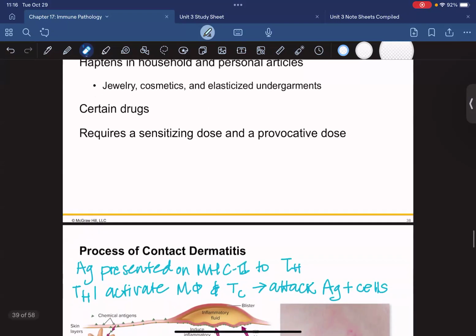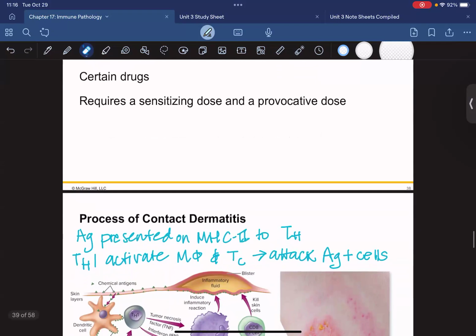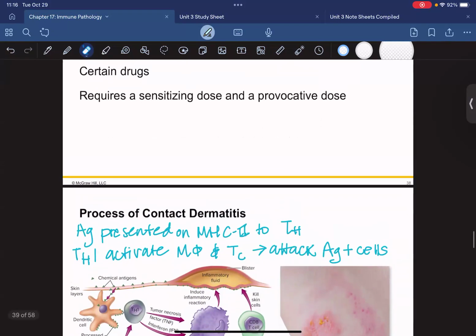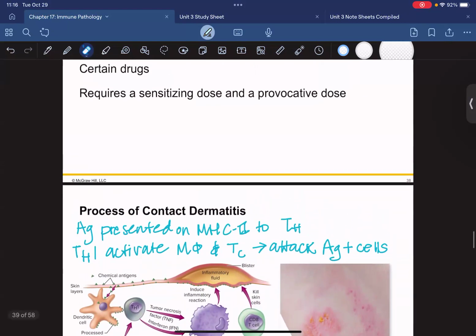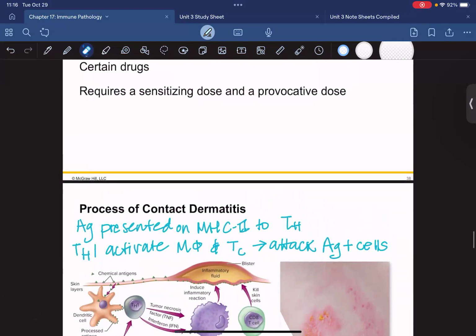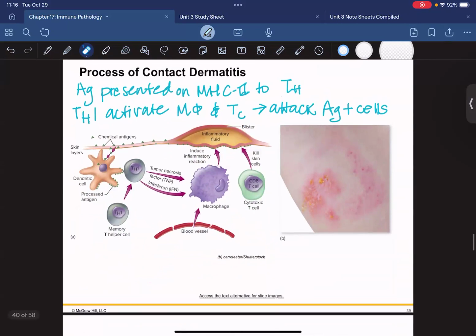Like it says, elasticized undergarments. I had a really bad reaction to a Spanx that I had one time. That was really bad. What a weird thing to have, your underwear causing a reaction, but it did. And there's certain drugs as well. But you can see the difference.